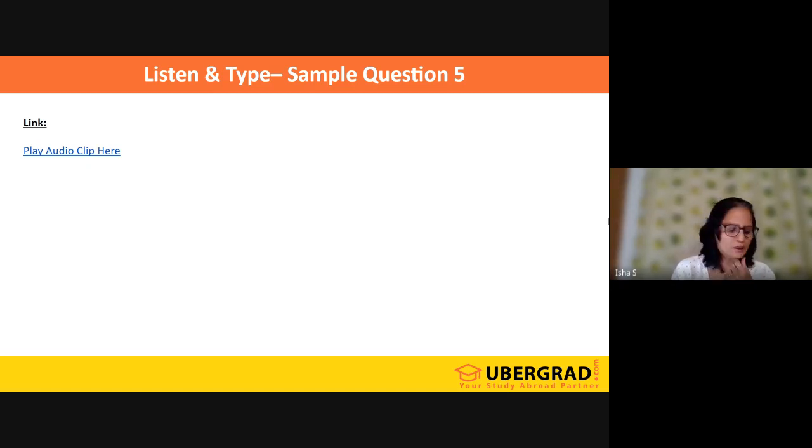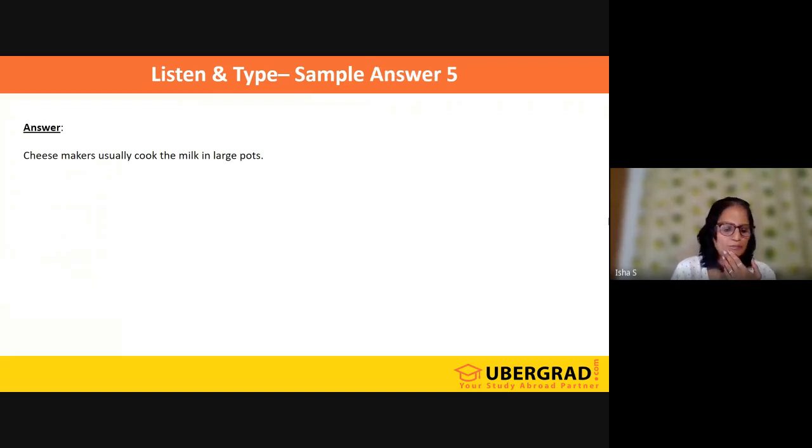We'll check the answers and move to the next type of question, the last. Okay, well done. So, can we check the answer, please? Okay, so those who have written "cheese makers usually cook the milk in large pots", this is the correct answer. Cheese makers usually cook the milk in large pots. There is no "the" here. So as I said, please focus on the word and the statement.